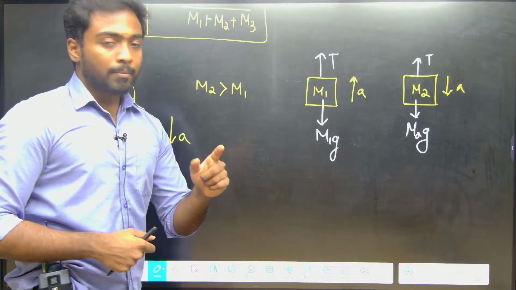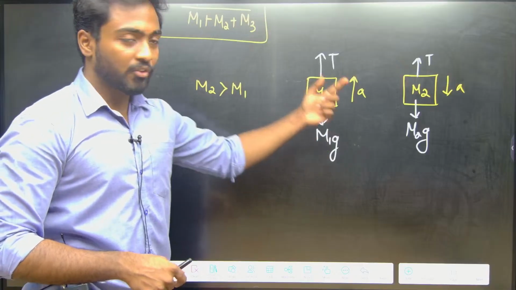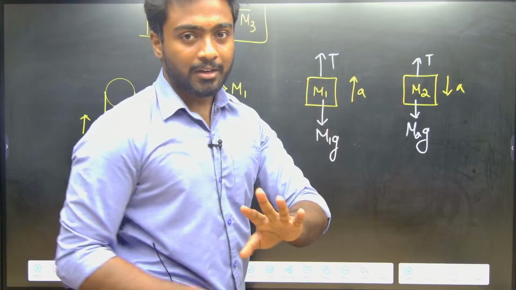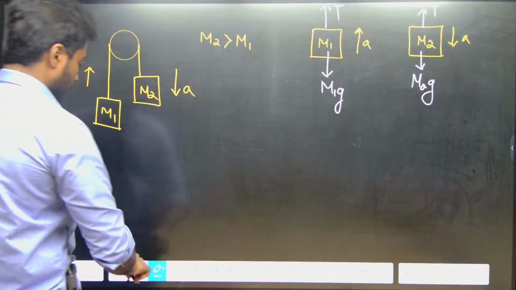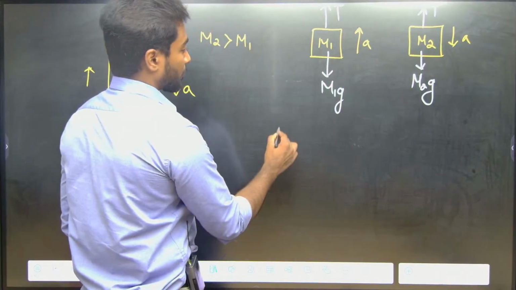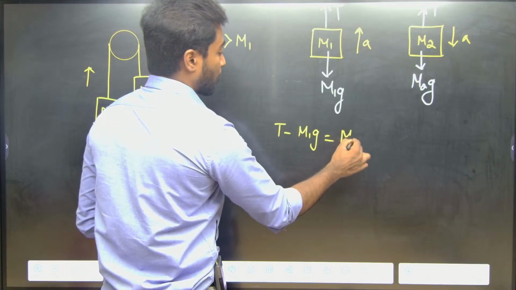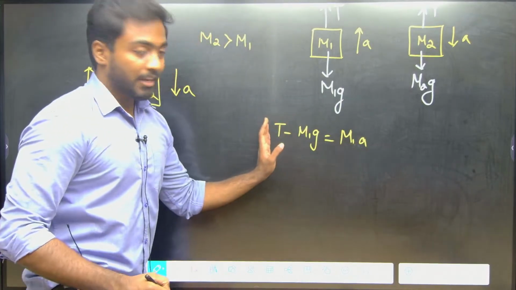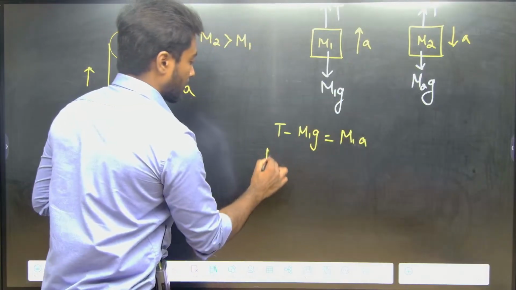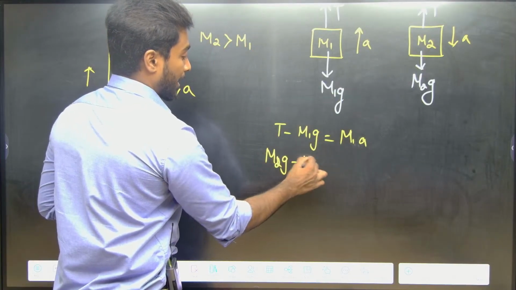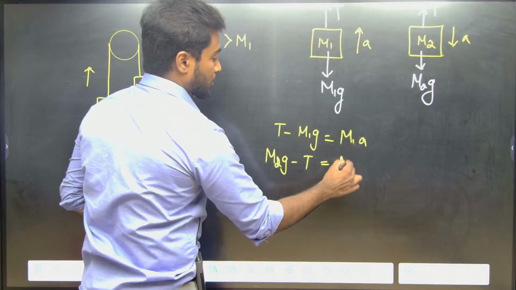So what I have told, acceleration direction I should check. In the acceleration direction, force is positive, opposite direction force is negative. Simple trick to remember, okay? So for this one, T minus M1g will be equals to M1a. Tension minus weight will be equals to mass into acceleration. For this one, M2g minus T, M2g positive minus T should be equals to M2a.